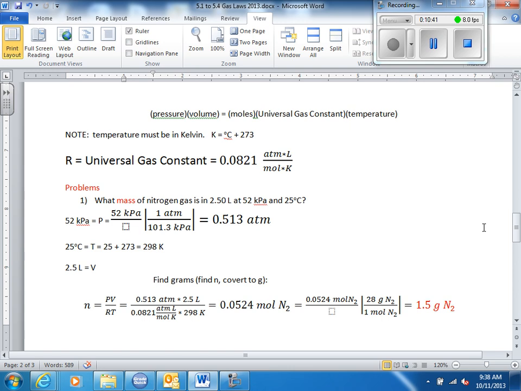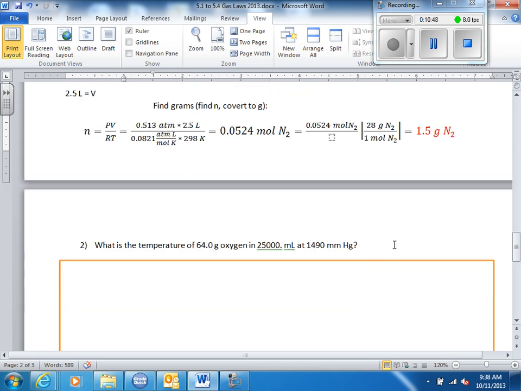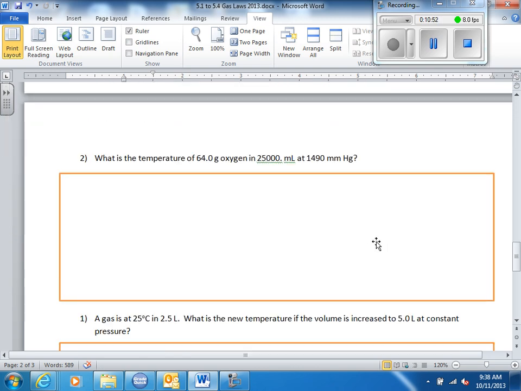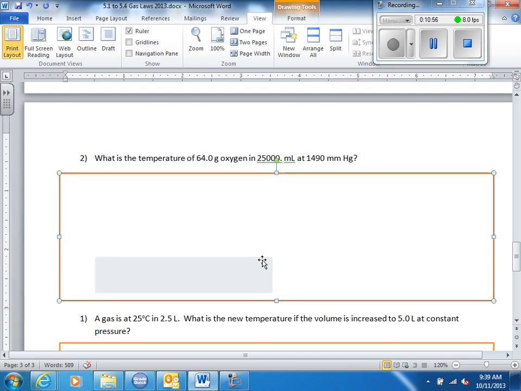Here is the solution. This is one of the mistakes I had earlier. I had 15 here, but it's actually 1.5 grams of N2. You should try this one on your own, but I'm going to go ahead and work through it for you.